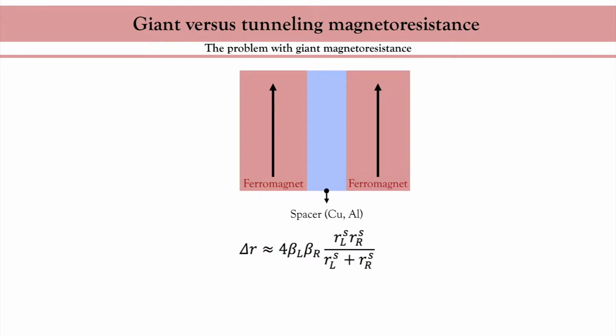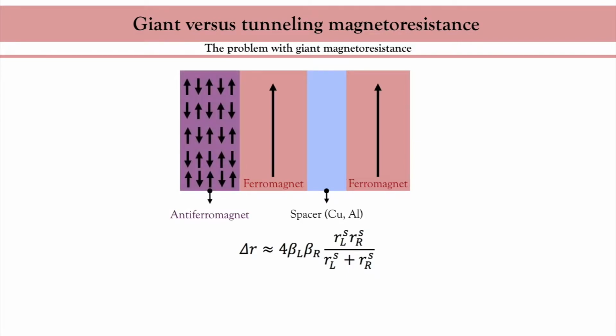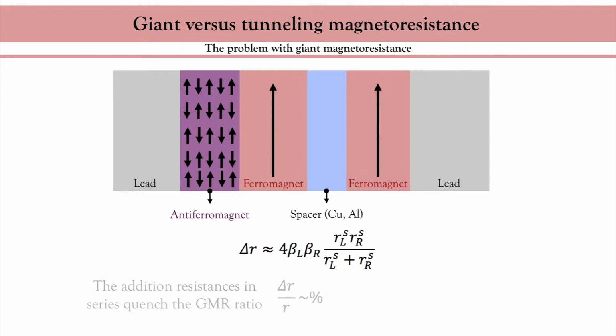If you look at a real device though, you will find that many other layers are needed. For instance, there's always an antiferromagnet that is used to pin the direction of the polarizer. You also need additional layers to ensure proper growth of the multilayer stack, to prevent atomic diffusion. You also have the leads from which the electrical current is injected, and so on. All these layers add resistances in series, which impedes the magnetoresistance by enhancing the overall resistance of the structure.